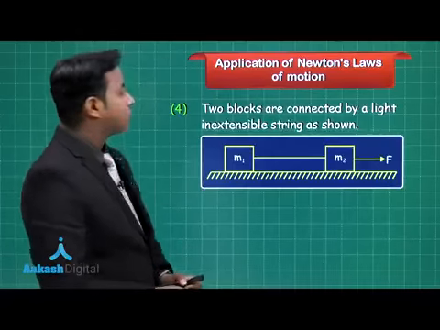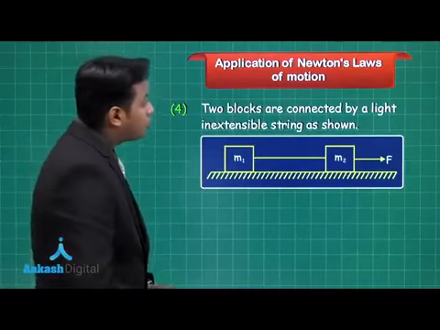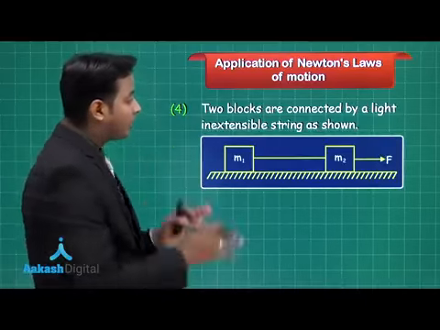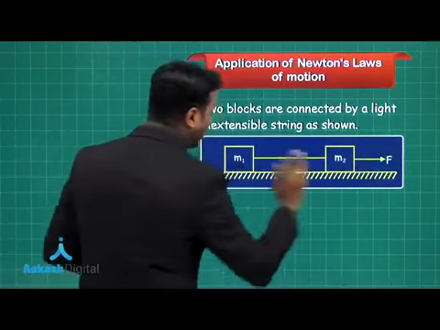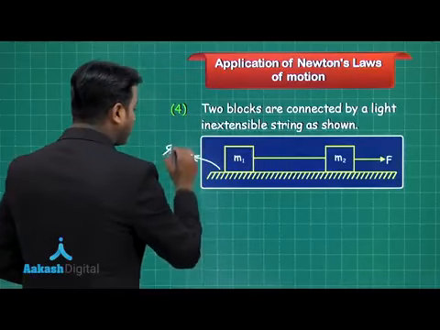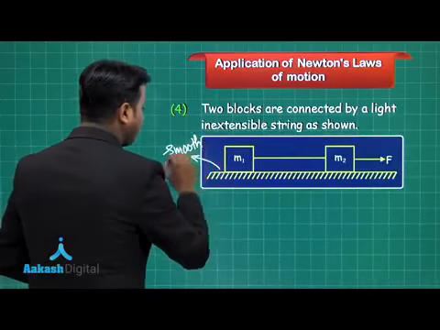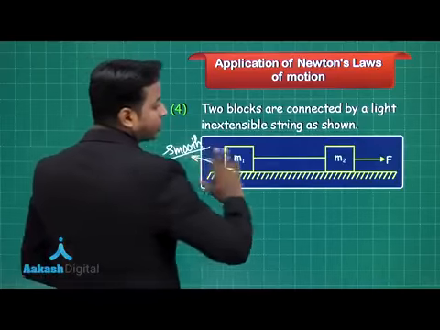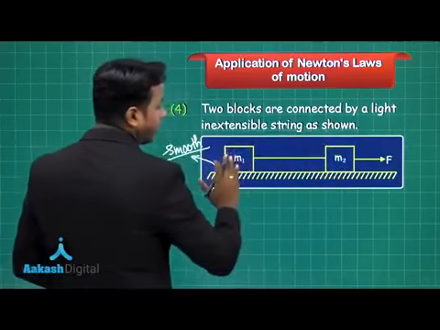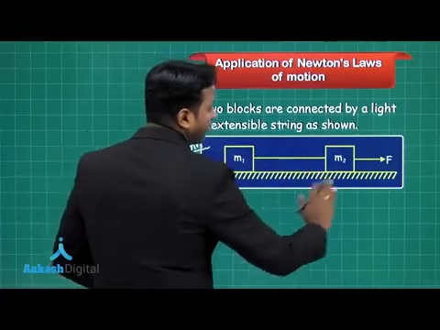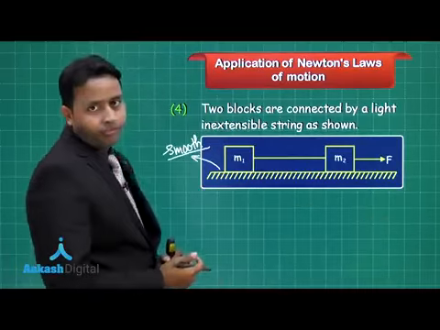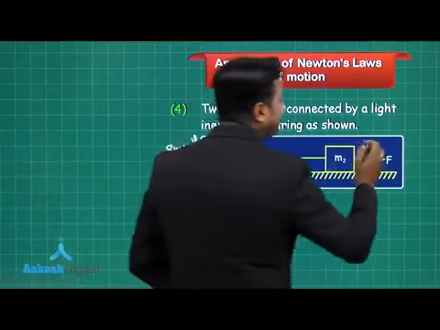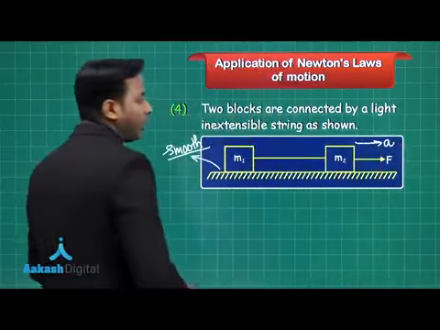So let's move to the fourth case, in which two blocks are connected by a light inextensible string as shown. Clearly you can see, on a smooth surface, the first most important thing is that the surface is smooth, because in the case of friction also we are going to do the same kind of questions. On a smooth surface, these two blocks having mass m1 and m2 connected by a string are being pulled by a force F, and since the surface is smooth, the whole system is moving rightward with an acceleration a.